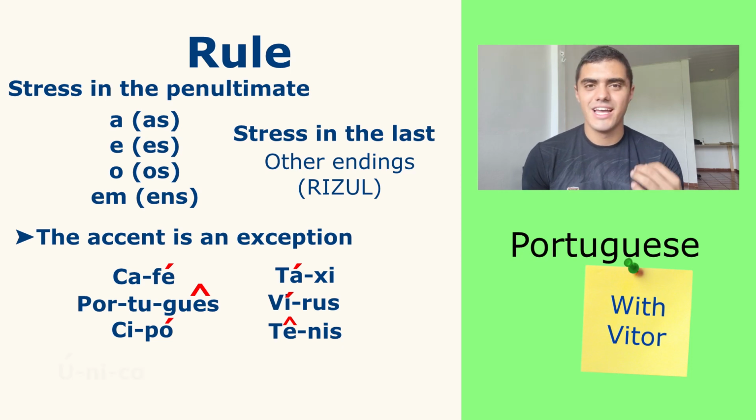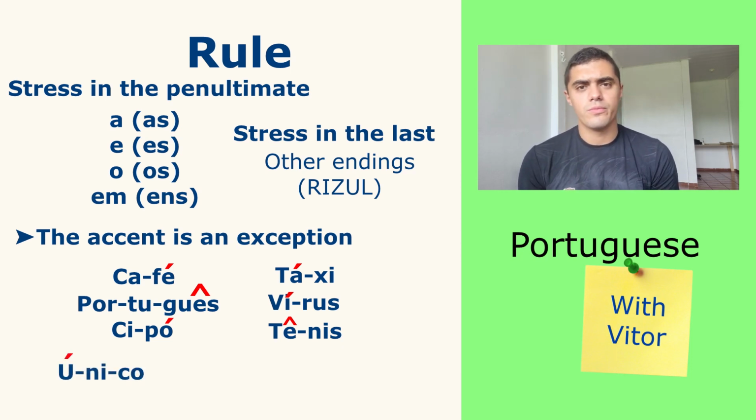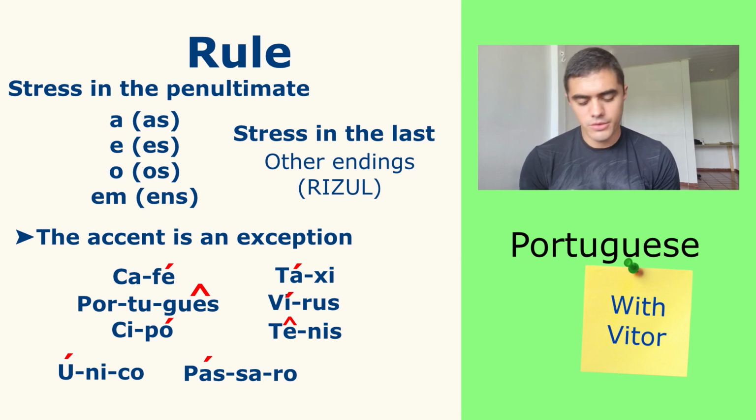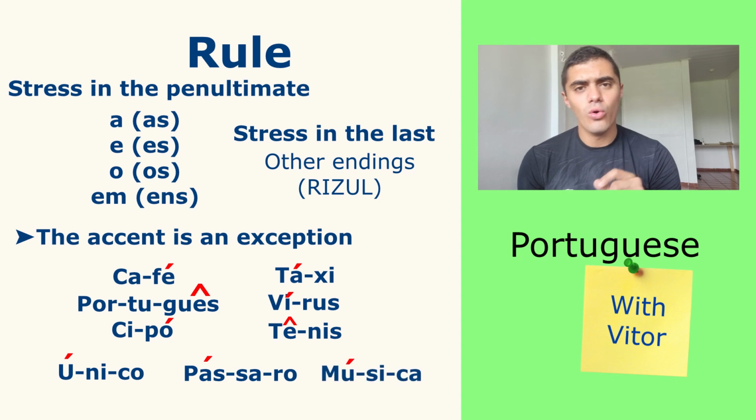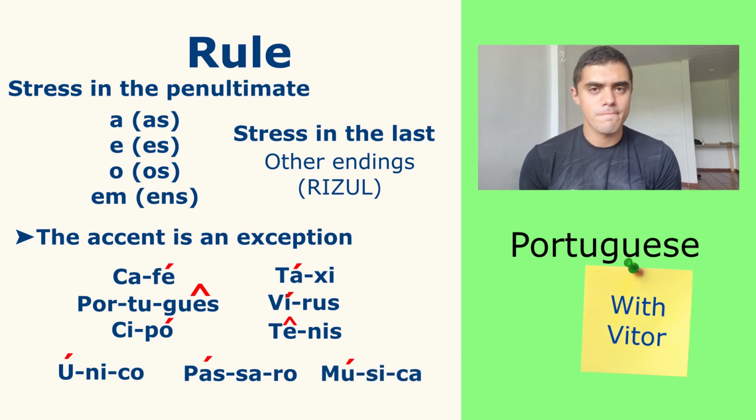For example, the word unique: único. Bird: pássaro. Okay? Music: música. Okay?